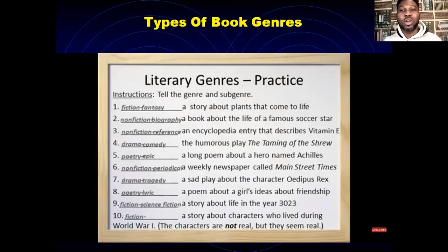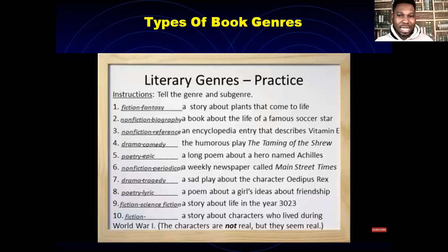So number 1, a story about plants that come to life is fiction, and it is fantasy. It is fiction because plants cannot come to life. So it is fiction and it is fantasy. It is something that is impossible to happen and did not happen. Number 2, a book about the life of a famous soccer star. So we know this is non-fiction and it is the biography of the famous soccer star. And then number 3, an encyclopedia entry that describes vitamin E. It is non-fiction and it is a reference material.